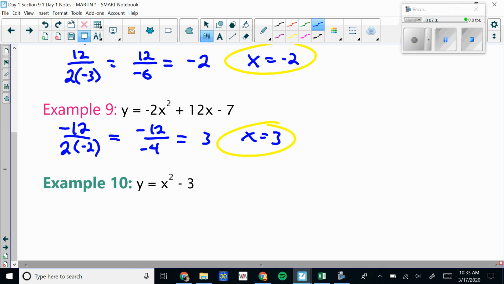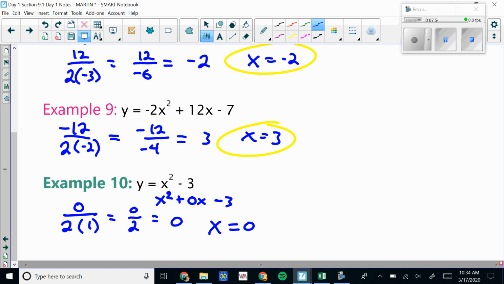Example 10. This one is missing the b term. All right, so I could rewrite this as x squared plus 0x minus 3. So negative b, well, there's no negative 0, so it's just 0 over 2 times a, 2 times 1, and 0 over anything, of course, is 0. So the axis of symmetry on this one is x equals 0.